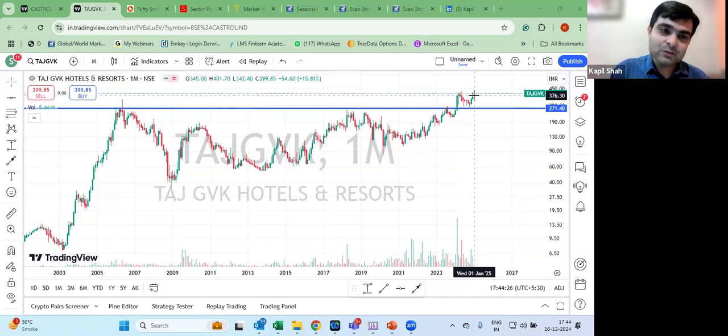I don't know whether this particular stock will be a multi-bagger or not. I don't know. But as far as my risk management is concerned, if I find 4 to 5 such stocks, then there is a better probability that if this stock doesn't work, some other stock will perhaps back it up.